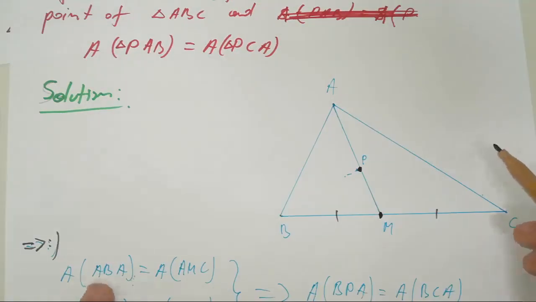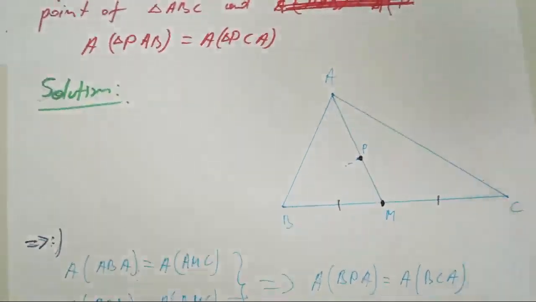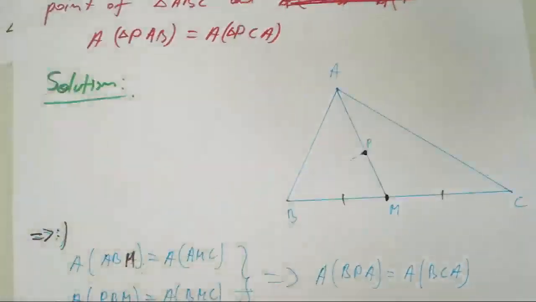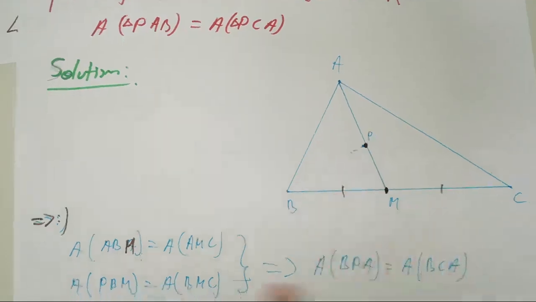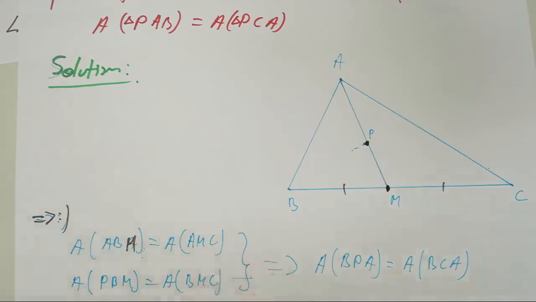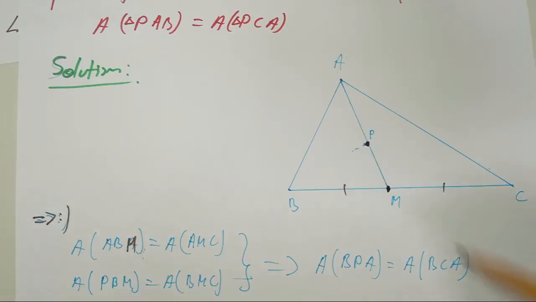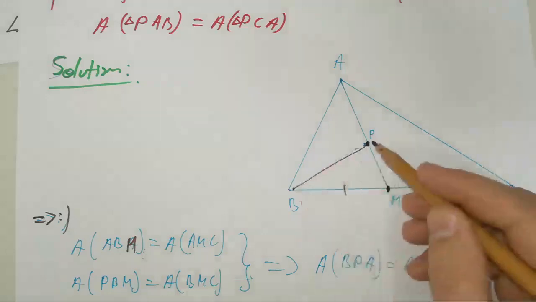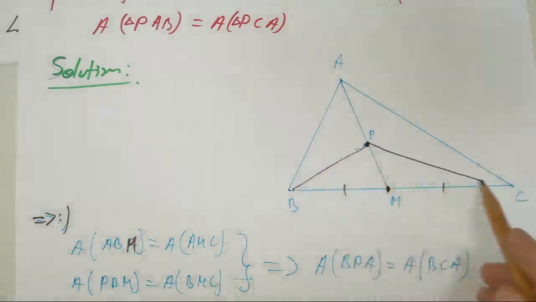So the area of the triangle ABM is equal to the area of the triangle AMC. They are two triangles with equal bases and same height, so they are equal. The same applies for the area of the triangle PBM and the area of the triangle PMC. So there are those two triangles, PBM and PMC.